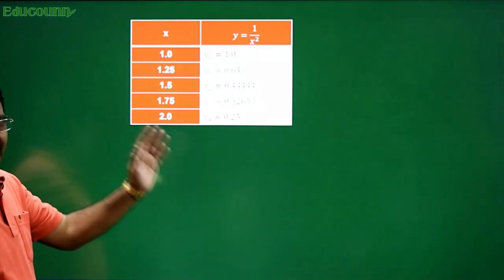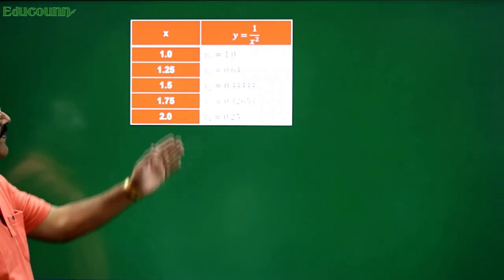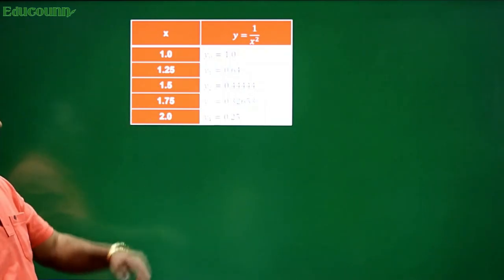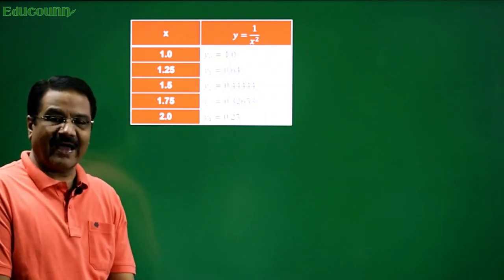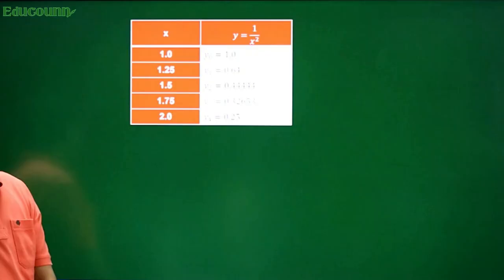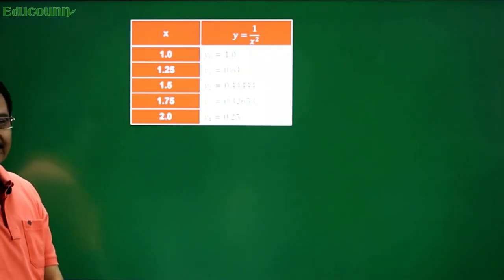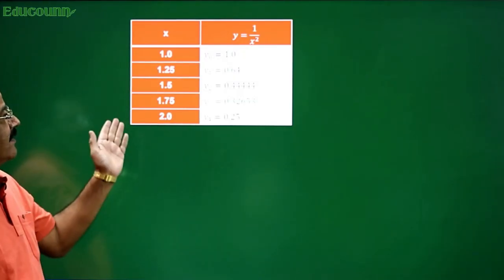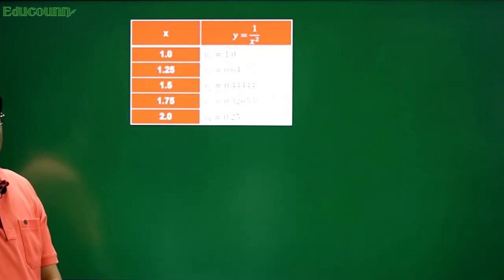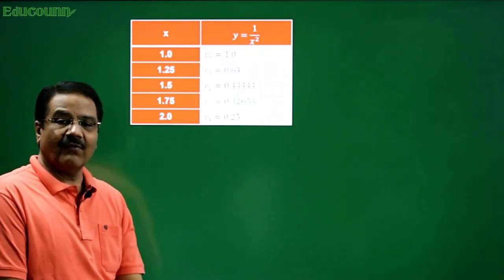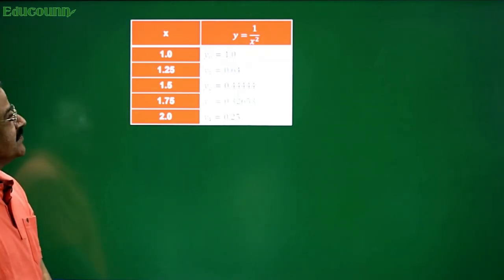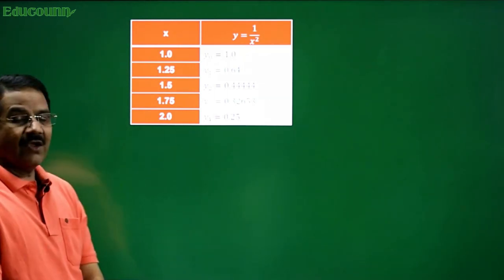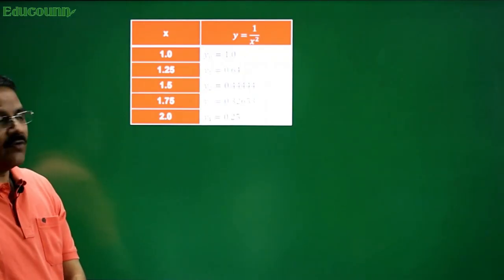Now let us see the values one by one. So when x is equal to 1, we get y0 as 1. Now put x is equal to 1.25 to get the corresponding value, that is y1, 0.64. When x is equal to 1.5, we get y2 as 0.444 recurring. Then next value is x is equal to 1.75, we get y3 as 0.32653. And when x is equal to 2, we get y4 as 0.25.